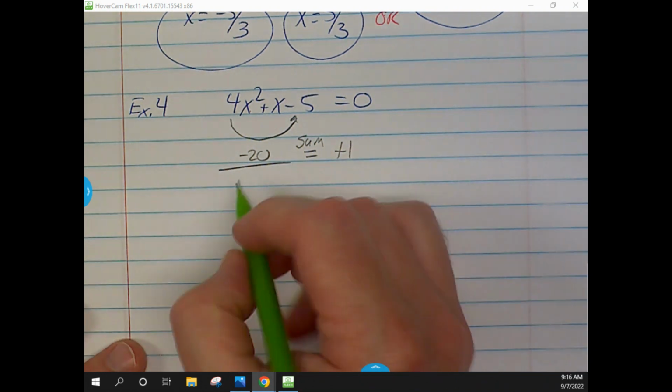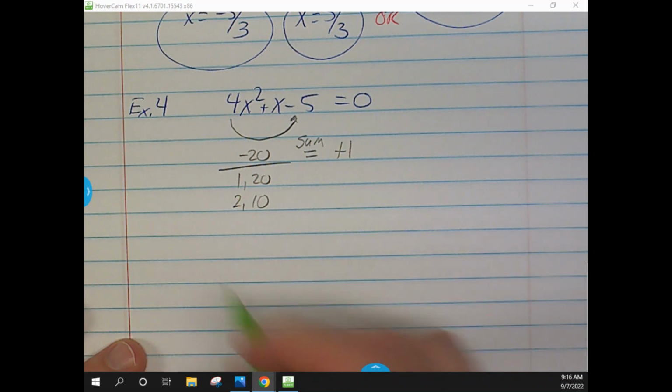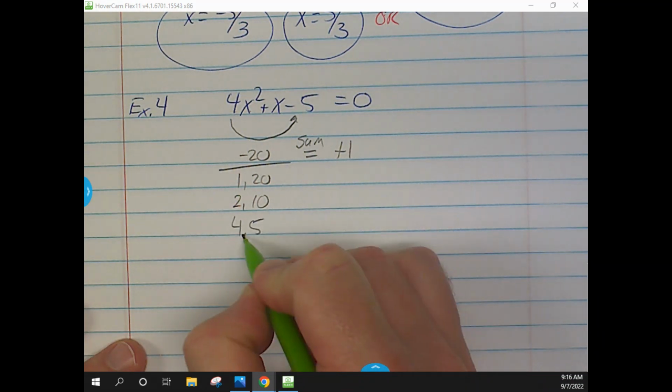All right, good thing with 20 is there's not a whole lot of options for 20. It's either 1 and 20, 2 and 10, or 4 and 5.